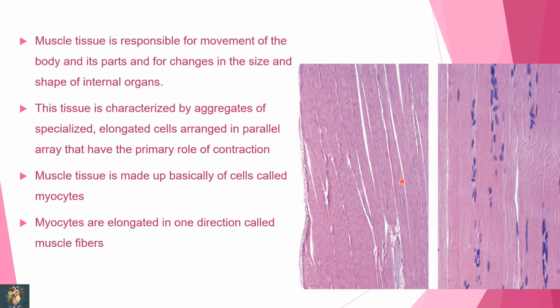In these two slides, this is the lower magnification and this one is the higher magnification. You can see the skeletal muscle cells are arranged in a parallel array that is parallel to the longitudinal axis of the muscle, and this is important for their primary role of contraction. Muscle tissue is basically composed of cells called myocytes. Myocytes are elongated in one direction, called the muscle fiber.